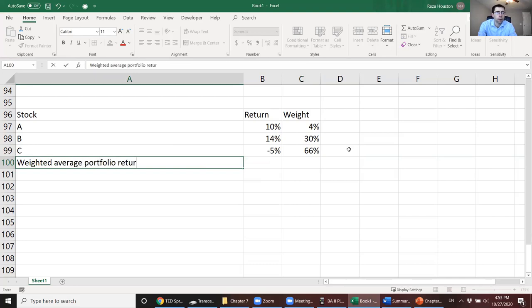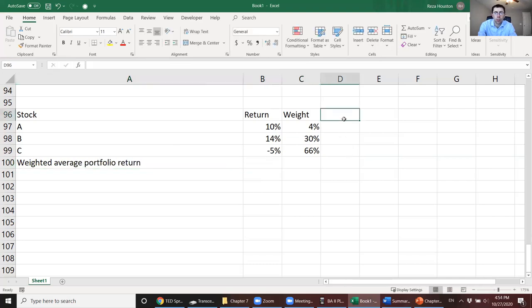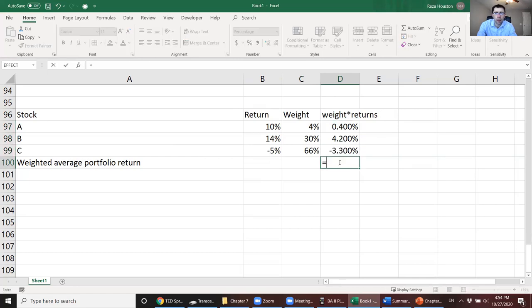So how do we calculate the portfolio return, or the weighted average portfolio return? The way we do it is we just take our weights times returns. And then we just sum up all of our weights times returns. So in this case, our weighted average portfolio return is 1.3%.